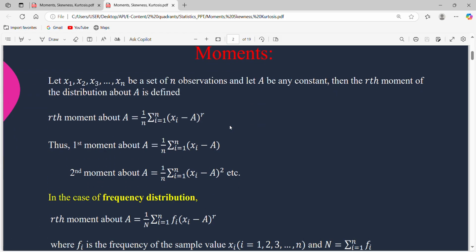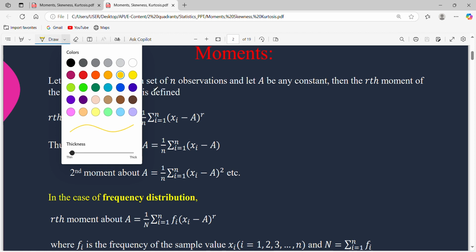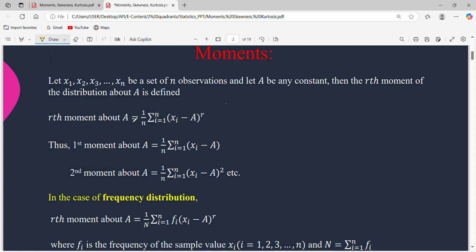So first is moment. Let x1, x2, x3 up to xn be a set of n observations and let a be any constant. Then the rth moment of the distribution about a is defined by the rth moment about a equal to 1 by n summation i equal to 1 to n (xi minus a) to the power r. Thus, the first moment about a equal to 1 by n summation i equal to 1 to n (xi minus a). First moment about a means where r equal to 1.